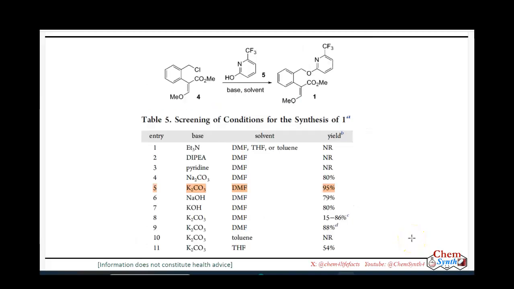to give this intermediate 4. Now in the final step, they performed a base mediated chloride displacement reaction, and they got the best yield when they used potassium carbonate as base in DMF solvent at 70 degrees Celsius. They got 95% yield. After the reaction, they isolated the crude material by regular workup, and after evaporating the solvent they got the crude solid.